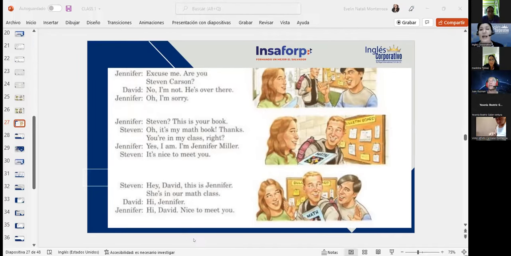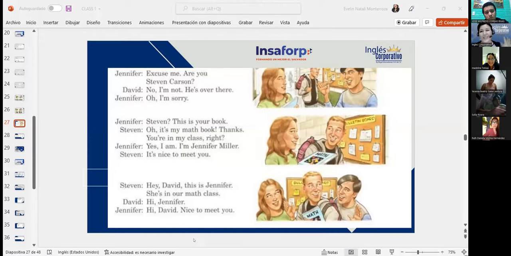Si en mi grupo está Paquita and María, you say, "Excuse me, are you Paquita?" "Oh, no, I am not. She's over there." "Ah, Paquita, this is your book." "Oh, it's my English book. Thanks. You're in my class, right?" "Yes, I am. I am Natalie de Flores. It's nice to meet you." "Hey, Paquita, this is Natalie. She's in our math class." "Oh, hi, Maria. Hi, Paquita. I got confused, I'm sorry. Nice to meet you."